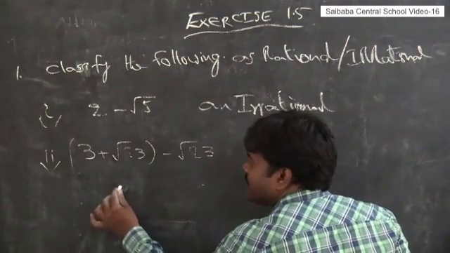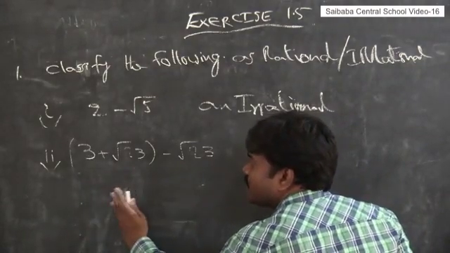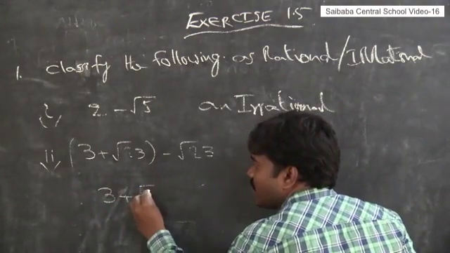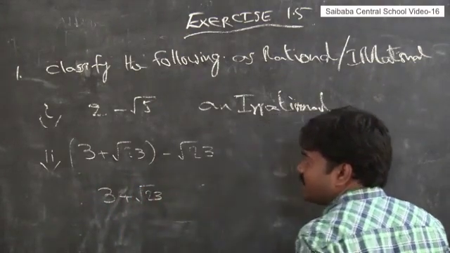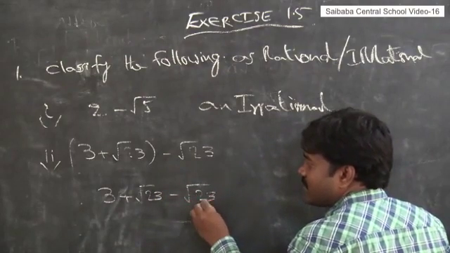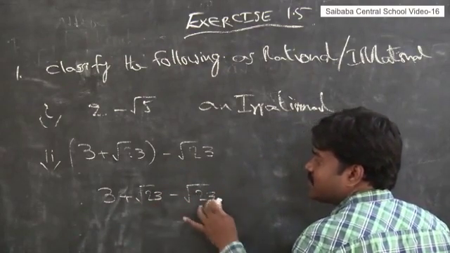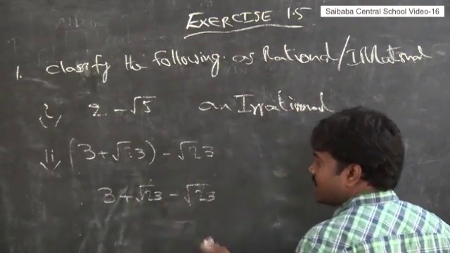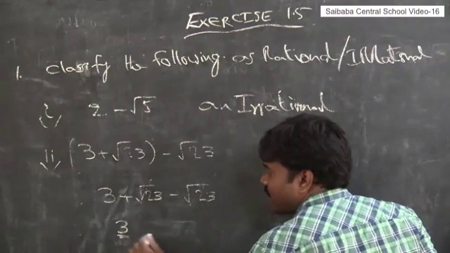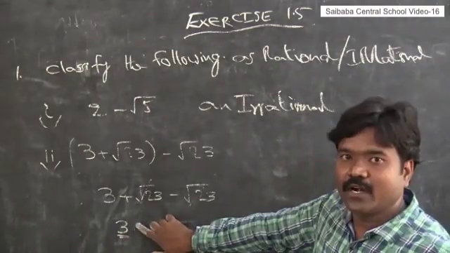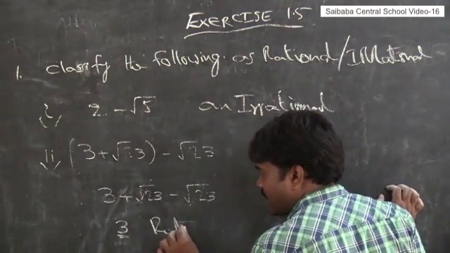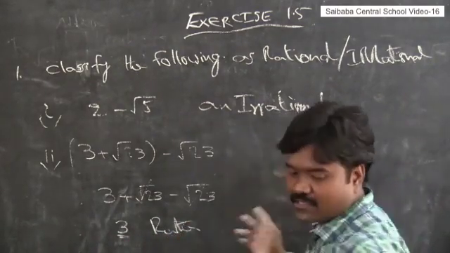First change the question like this. Write this as the first step of the solution: 3 plus root 23 minus root 23. The plus root 23 and minus root 23 both cancel. Then what is the answer? The answer is 3. What type of number is it? It is rational. We are giving answers like this.